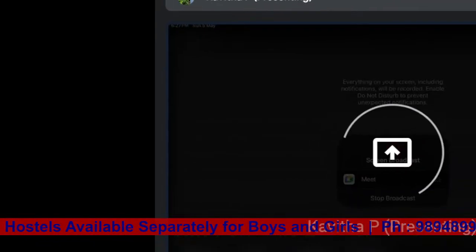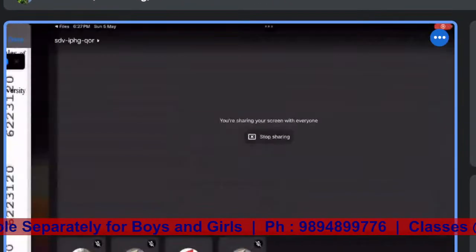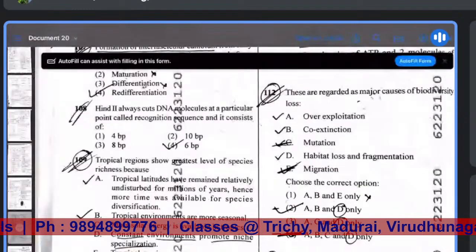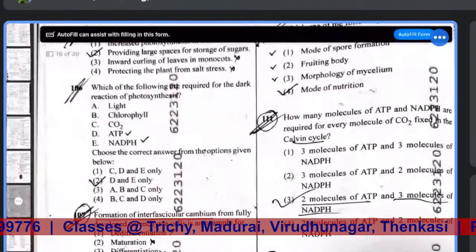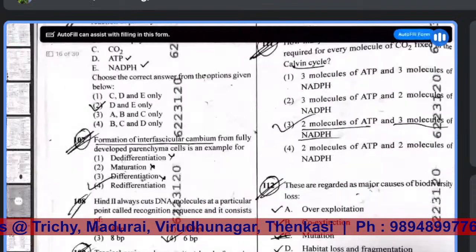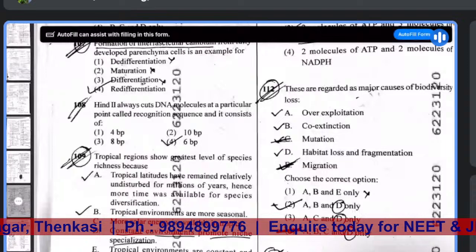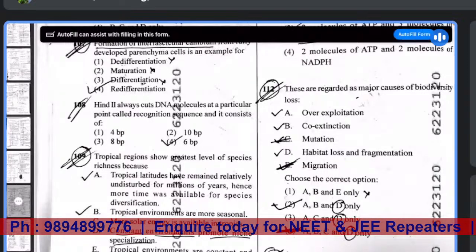Sorry students, screen is not shared. Wait, now I'm sharing the screen. Yeah, so I'll tell you again, for question number 111, the right answer is option 2. Okay, for question number 112, the right answer is again 2, where A, B and D are the major causes of biodiversity loss.